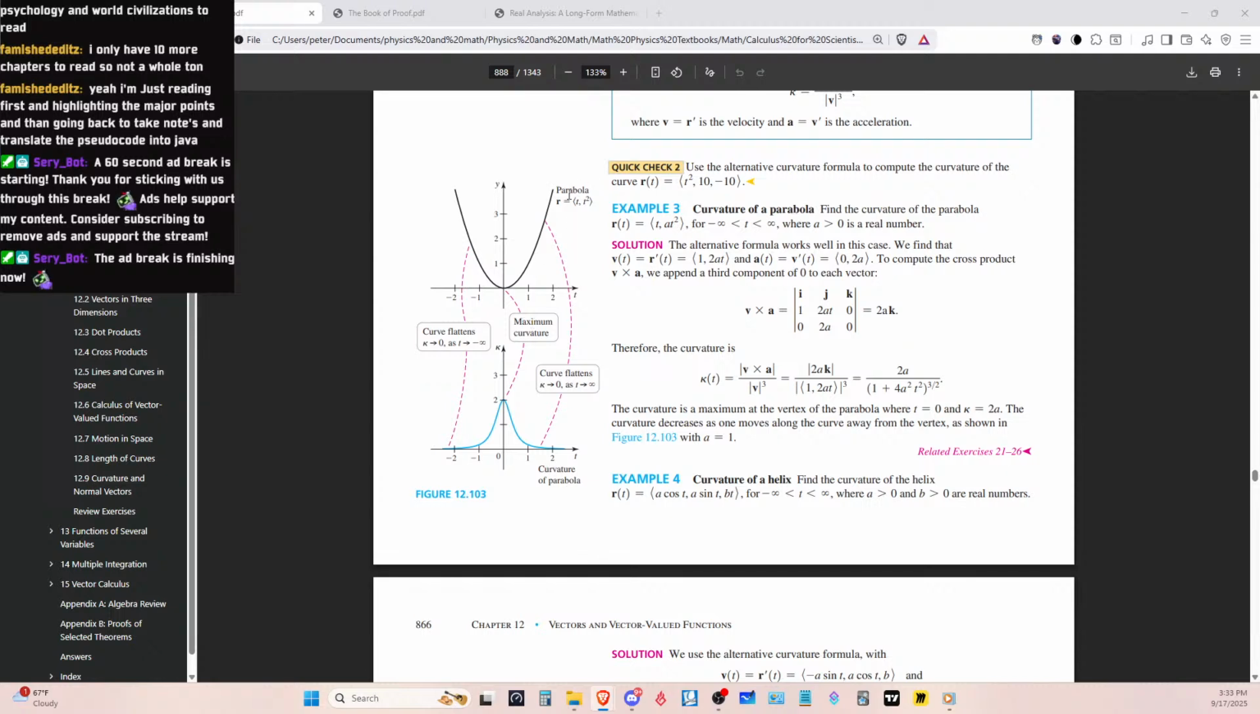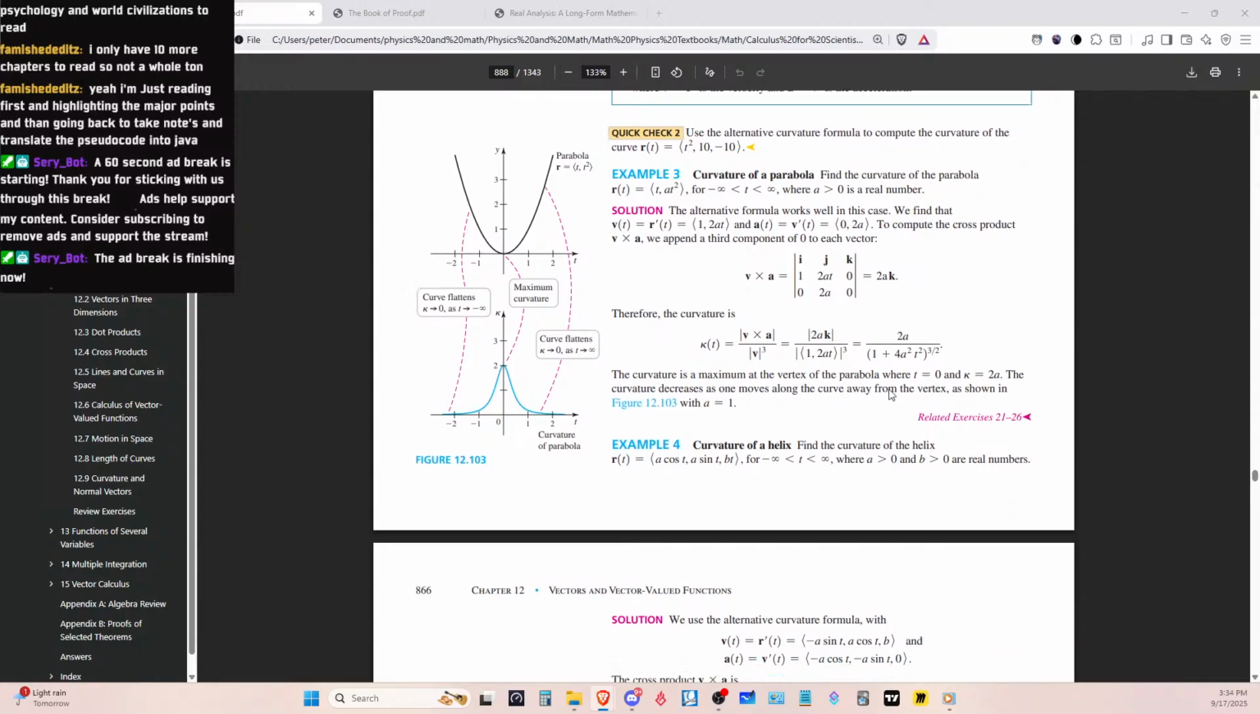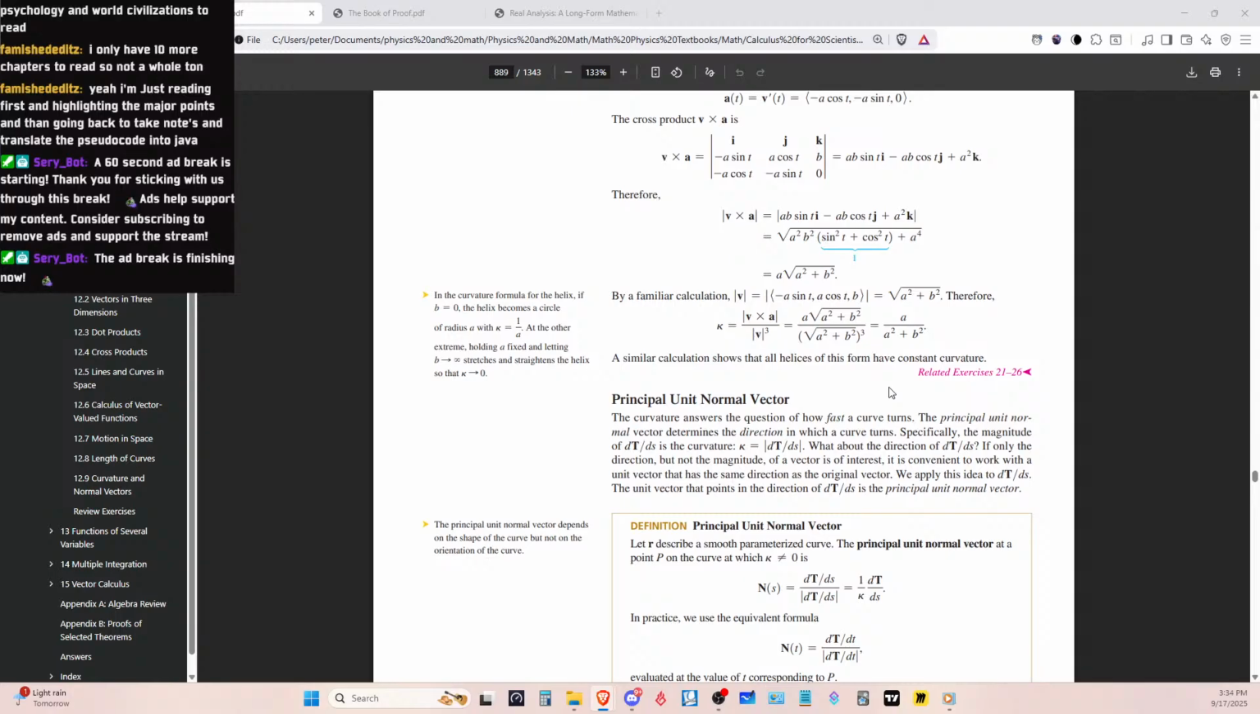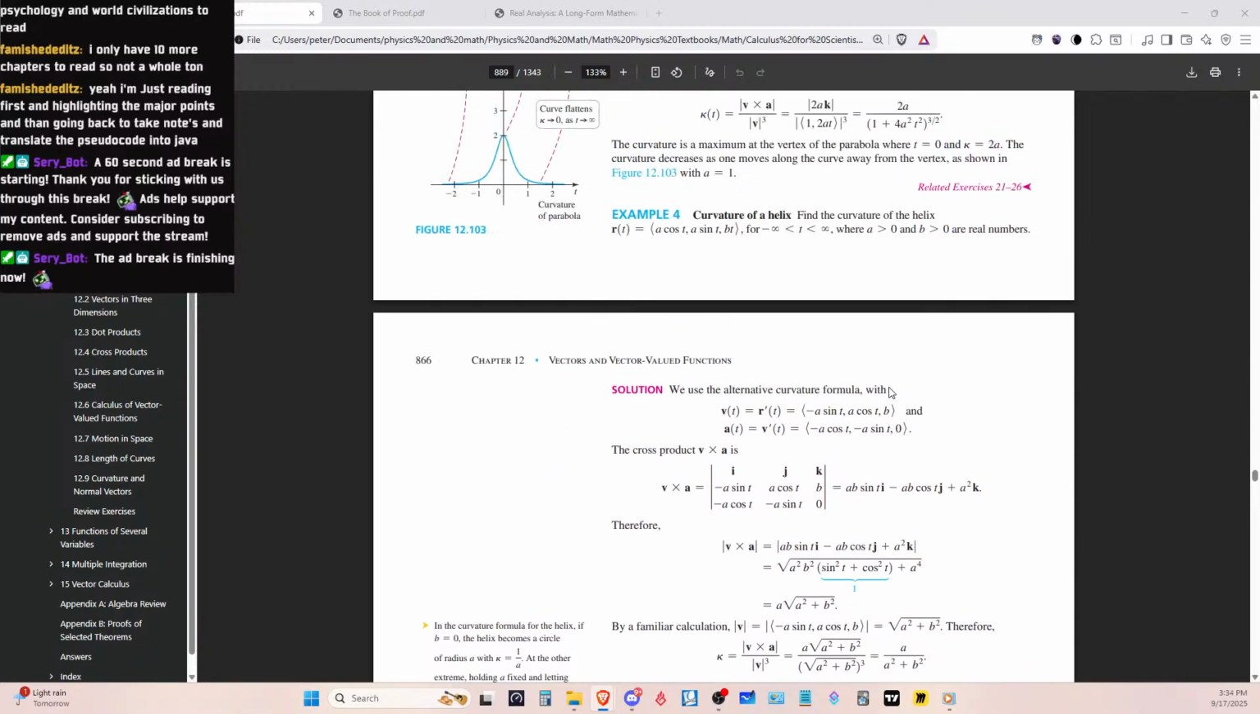Oh, this is interesting. So, parabola, flattened curvature, maximum curvature. That is pretty interesting. And I think it would be the same the way we did this.